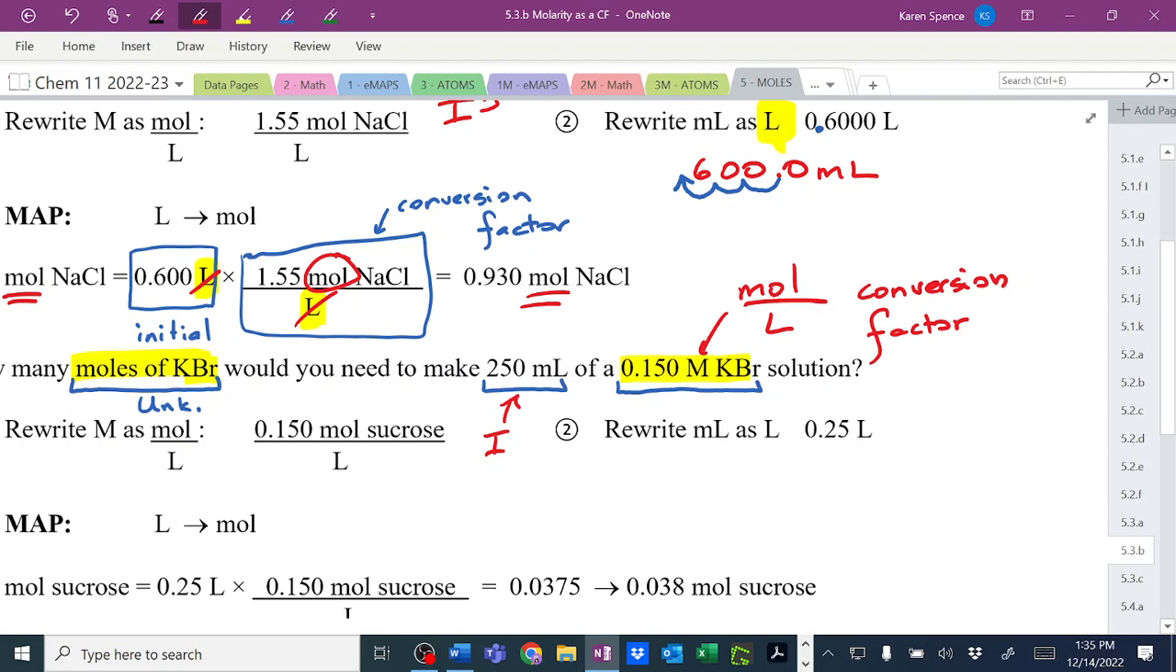So we're going to rewrite 0.150. Hi, thank you. Modesta.